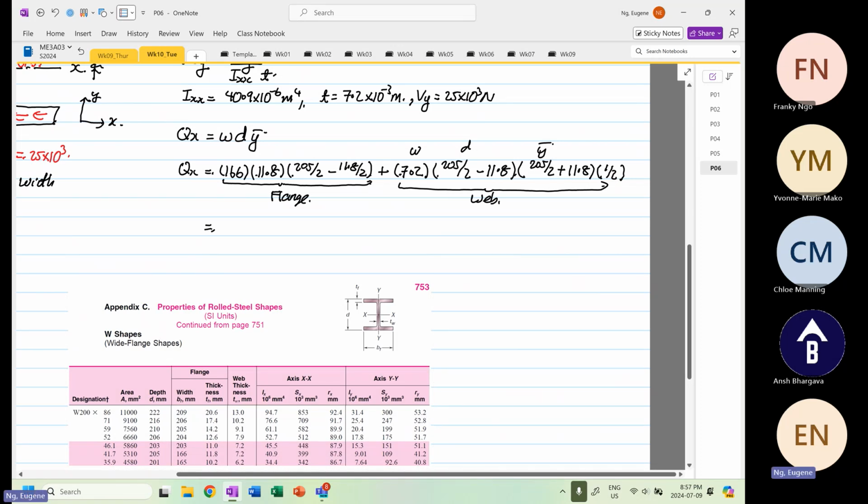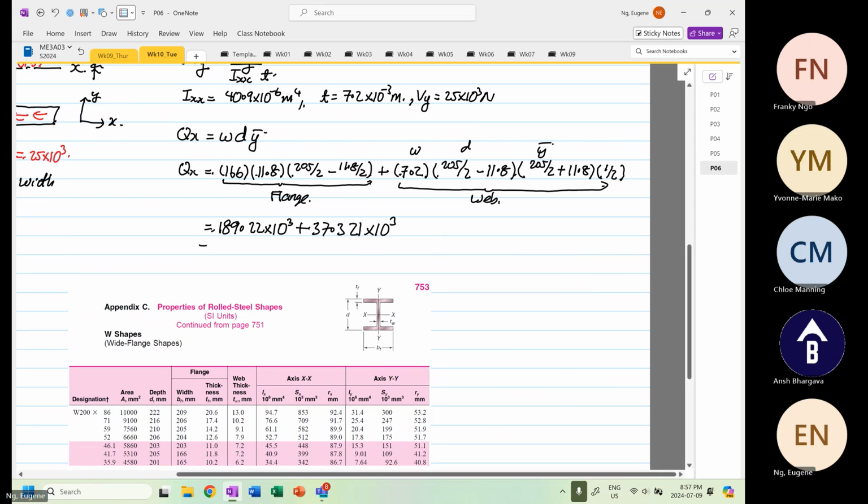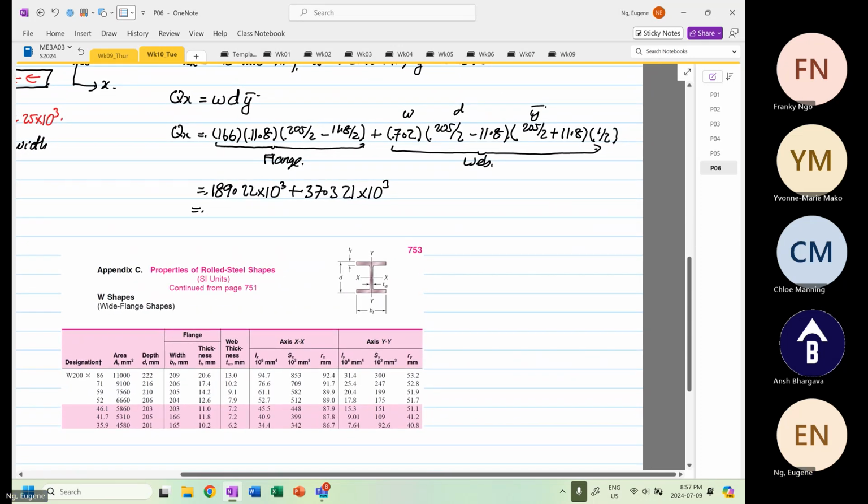205 divided by 2 minus 11.8 divided by 2 times 11.8 times 166 is equal to 189.22 times 10 to the power 3, plus 205 divided by 2 minus 11.8, or 205 divided by 2 squared minus 11.8 squared, times 5 times 7.2, is equal to 37.321 times 10 to the power 3. So now we are calculating. So this is 11.166 times 11.8 times 205 divided by 2 minus 11.8 divided by 2.